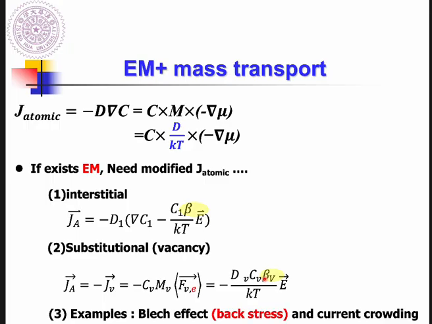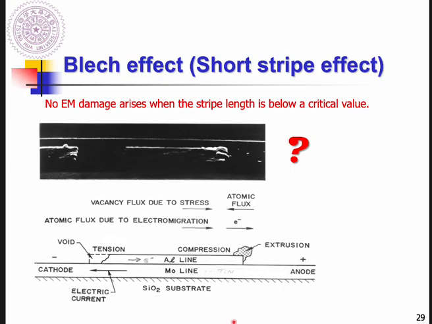Next we should introduce the typical examples, which some people will probably say are drawbacks of electron migration. The first we call the Black effect, and the second drawback we call current crowding. So we move to the first one, the Black effect. Some people also call it the short stripe effect.